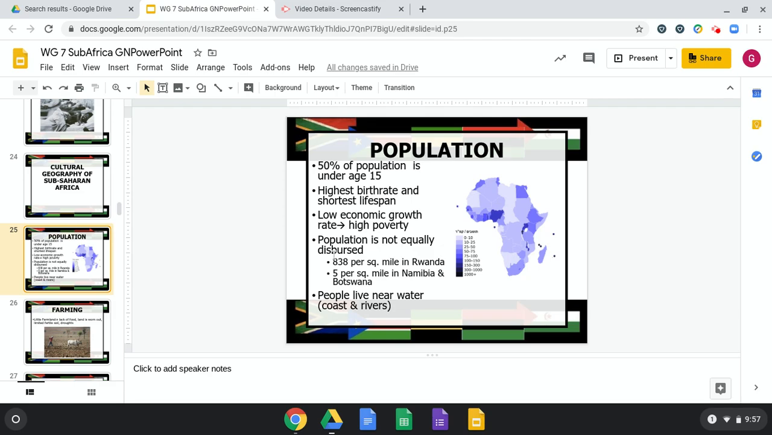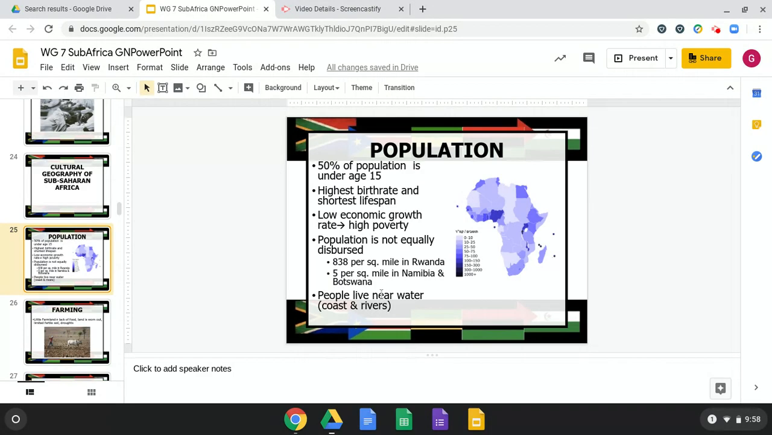Population is not equally dispersed, which means that in some areas it's very dense, as you can see here on this chart. If it's dark blue, there's a ton of people. If it's lighter blue, there's really not many. So as you can see here, most of the people live here, what's called the Ivory Coast, here in Western Africa, the Horn of Africa. And everywhere else, with the exception of maybe parts of the Congo, it's just very sparsely populated.